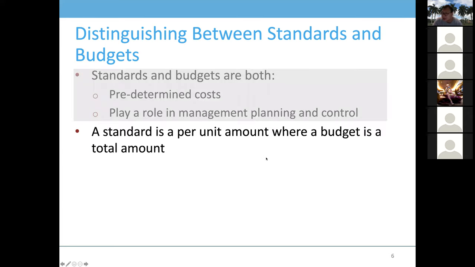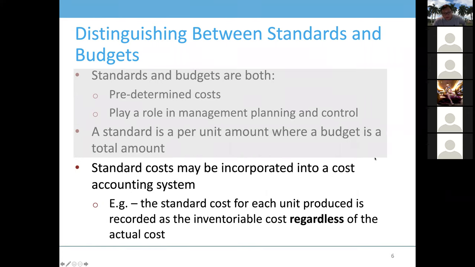The standard, as I mentioned, is a per unit amount. What is the standard cost for each unit? And when we prepare the budget report, we have the total amount. What's the total amount of cost for the budget? So one is for per unit, the other one is for the total. Standard cost can be useful because when you are recording the inventory cost, the ending inventory, you can use the standard cost.